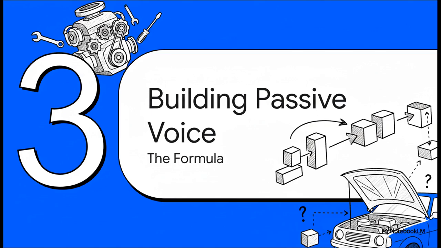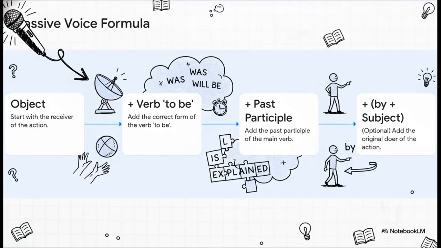Okay, so we get what it does, but how do you actually build one? Let's pop the hood for a second, get into the mechanic shop, and take a look at the grammar behind it. It's actually a pretty straightforward formula, like a recipe. Step 1, you grab the object of the action. Step 2, you pop in the right form of the verb to be, like is, was, or will be. Step 3, you add the past participle of the main verb, so explain becomes explained. And then the last step, which is totally optional, is to add by and then the name of whoever was doing the action in the first place.